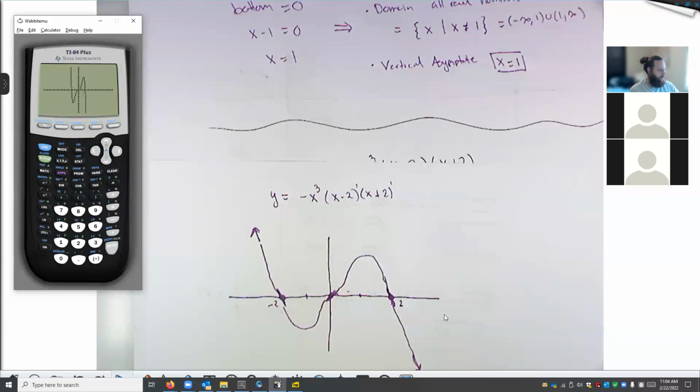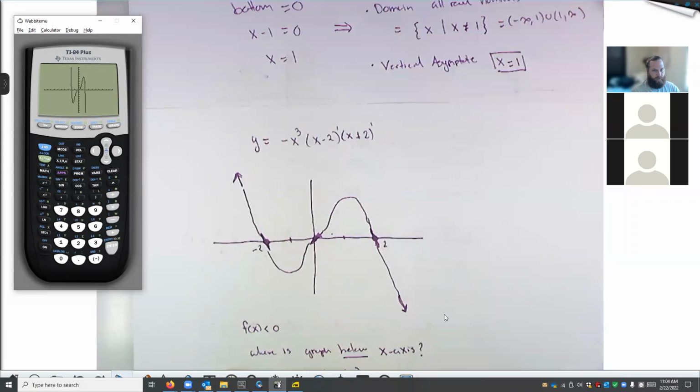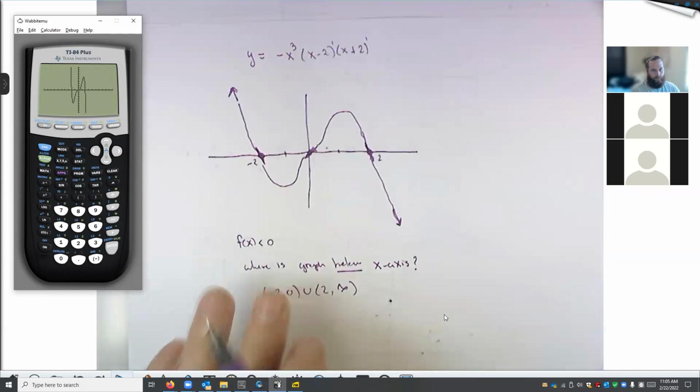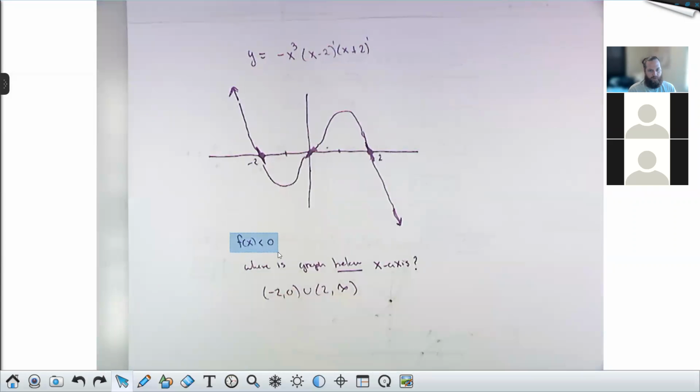Once you have the graph, you can solve inequalities like f of x is less than 0. The inequality f of x is less than 0 is asking you where, or for what x values, is the graph below the x-axis, right? Remember, the y values on this graph are f of x. So if I ask you where is f of x less than 0, I'm asking where is y negative? Where is this function negative? So that would be here, where the graph is below the x-axis, and also here, where the graph is below the x-axis.